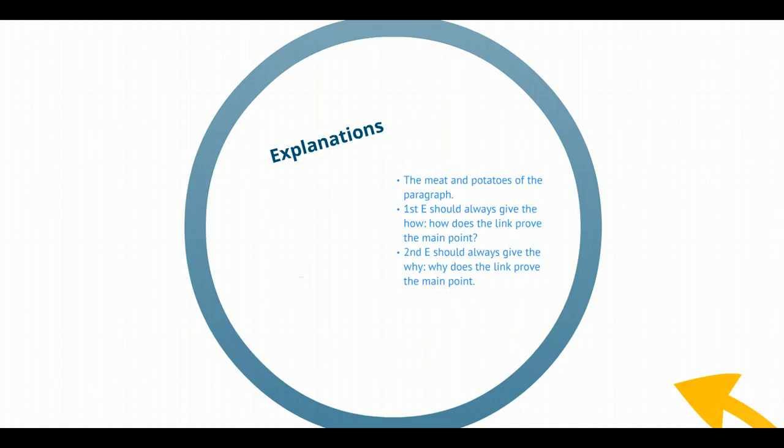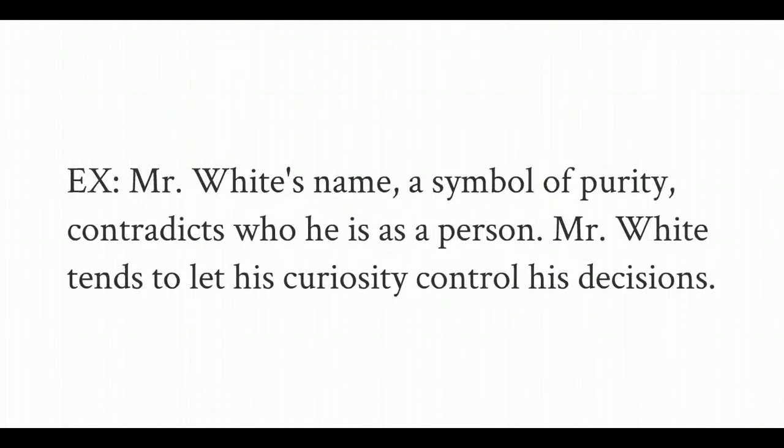So, as a brief example of what an explanation actually looks like, you can see: White's name, a symbol of purity, contradicts who he is as a person. Mr. White tends to let his curiosity control his decisions. Okay, so this is an example of a first E. It tells me how the author is using a symbol. It tells me how Mr. White tends to act. And now I've set myself up nicely for my link.